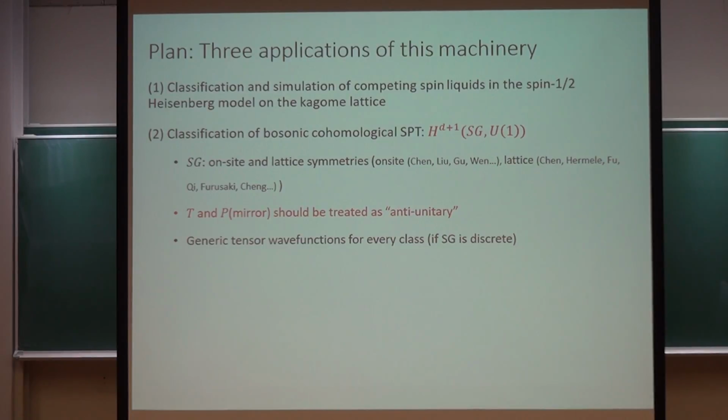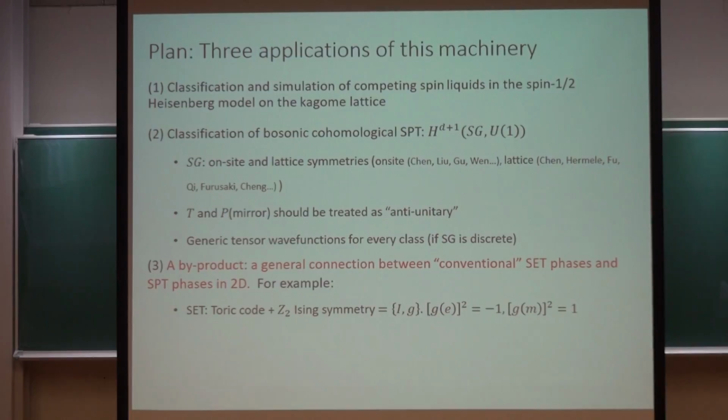But you have to pay attention in the following sense. When you define this group cohomology, you have to define how the symmetry acts on the U(1) phase. It turned out that both time reversal and mirror symmetry, and generally all these determinant -1 spatial symmetries, should be treated as anti-unitary when you compute this group cohomology. And for every class in this partial classification, we can construct a tensor network wave function if SG is discrete. That's the second topic. Okay, so the third topic is a byproduct.